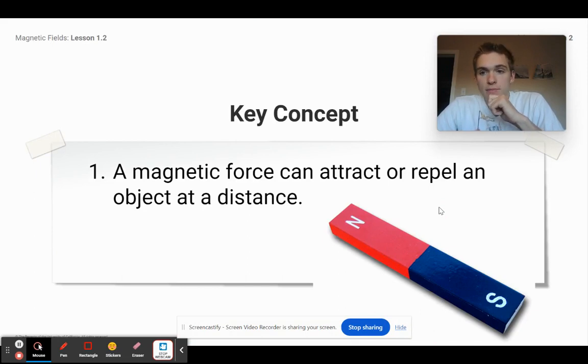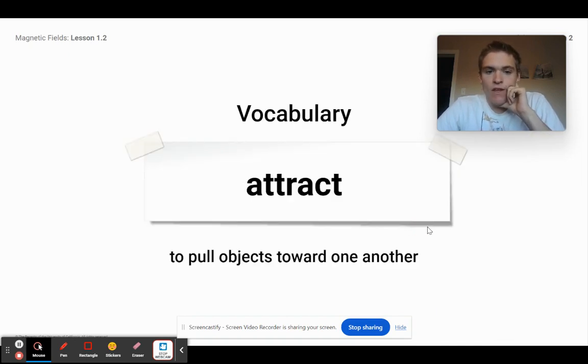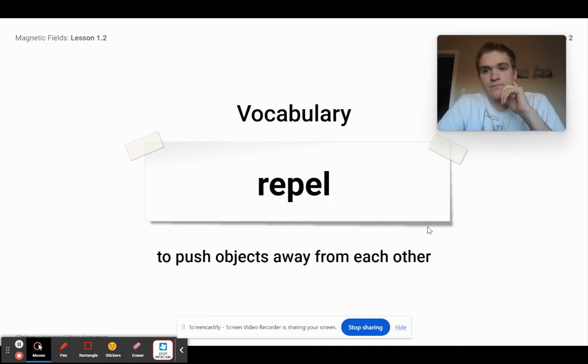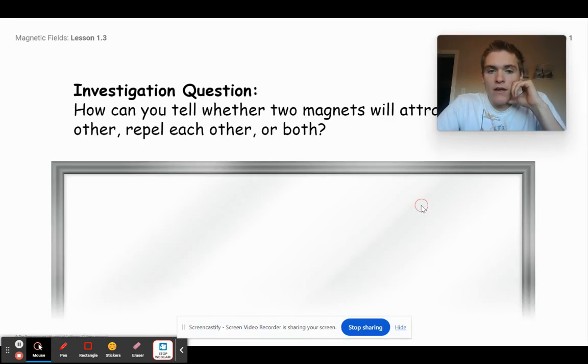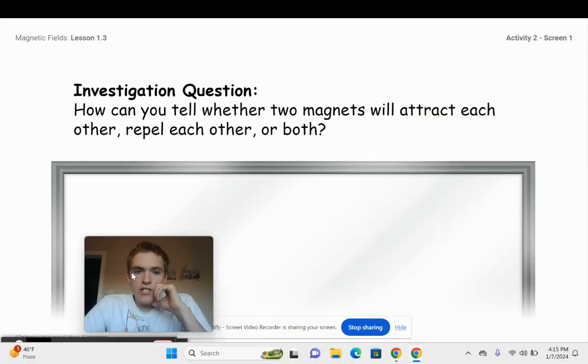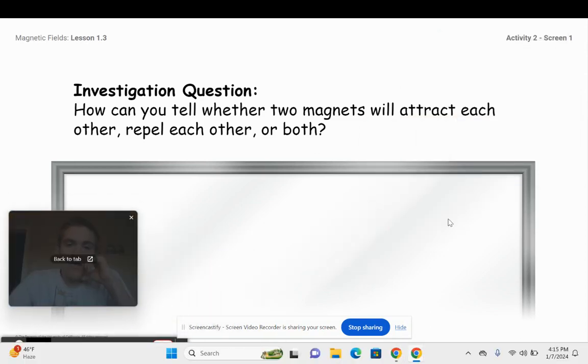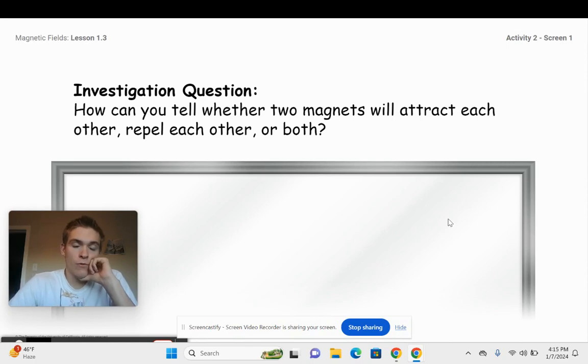So the key concept here, you can write this down in your notes: a magnetic force can attract or repel an object at a distance. Attract means to pull objects toward one another. Repel means to push objects away from one another. So my question is, how can you tell whether two magnets will attract each other, repel each other, or both?